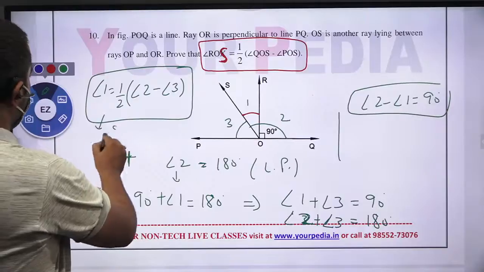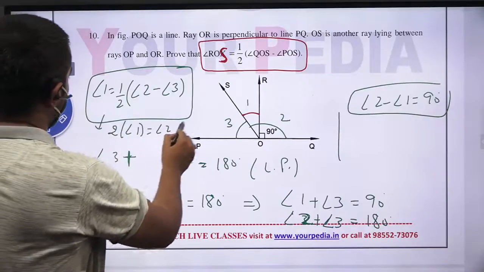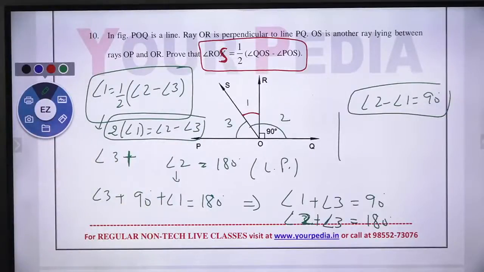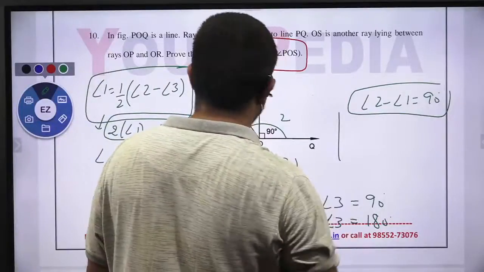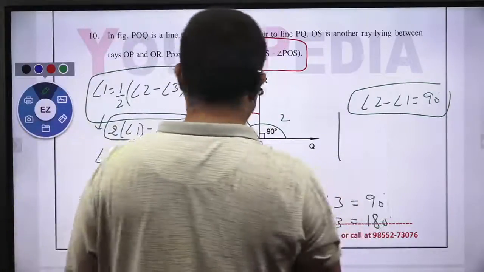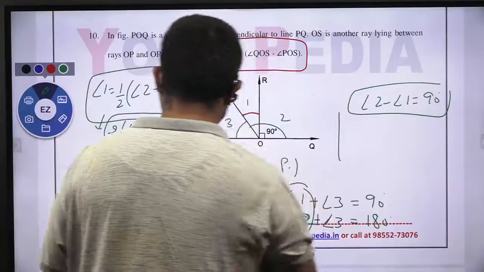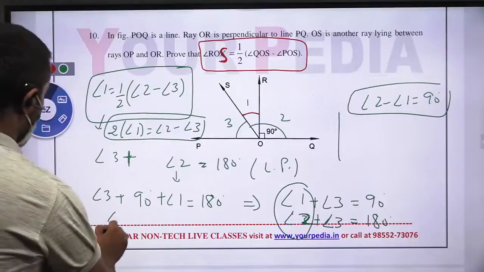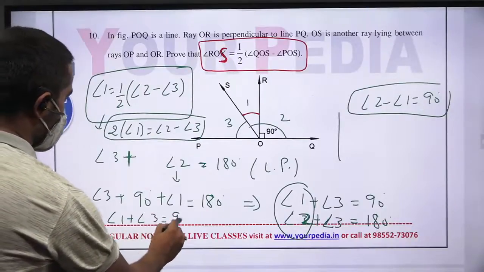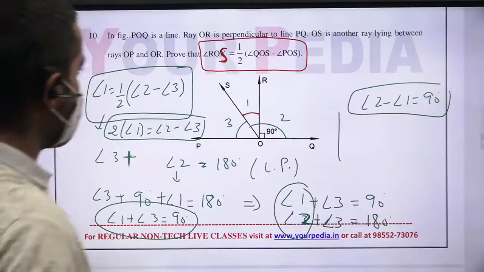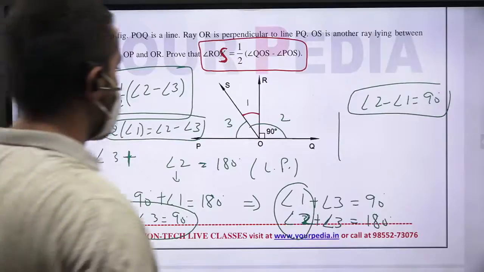So let's try to simplify this. 2 times angle 1 is equal to angle 2 minus angle 3. So we need to simplify it. So this we need to prove. 2 times angle 1, and this is this. So it is angle 2 minus angle 1 we are getting like this, that is 90 degrees. And similarly, angle 1 plus angle 3 is 90, we are already having. So can we substitute?